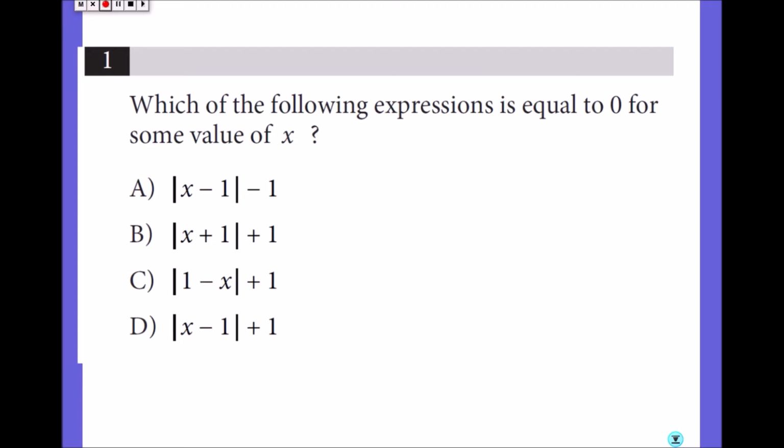So where would these ever become 0? Remember, absolute value would never be negative. It has to be 0 or greater. So let's say x was 2, then 2 minus 1 will be 1. Minus 1 can be 0. Whereas here, 0 or any positive number plus 1 will never become 0, so it has to be A.